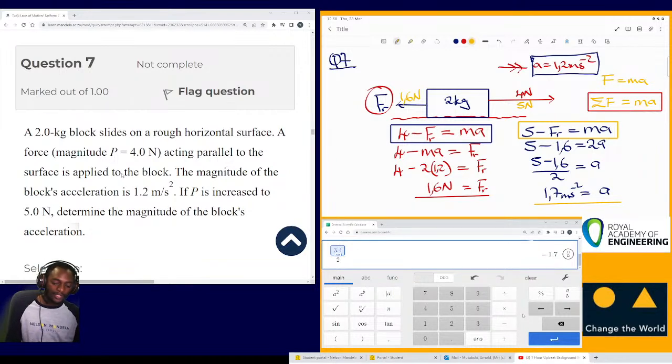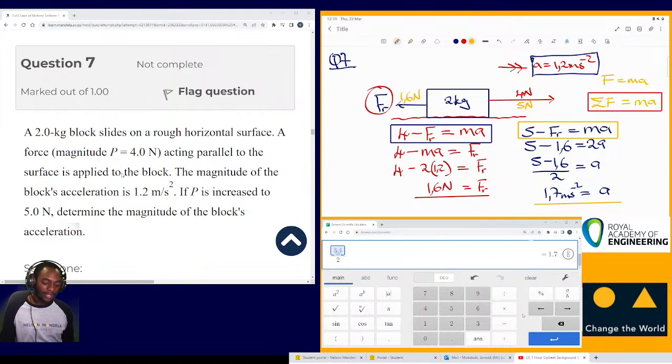So we were told that this block is moving on a horizontal rough surface, meaning that there is going to be frictional force. So we had to calculate the frictional force. The frictional force is independent of the force that is applied. So we used the first set of conditions to find the frictional force. Then we used that frictional force to calculate the magnitude of the acceleration when the driving force of the push has been increased to 5 newtons.